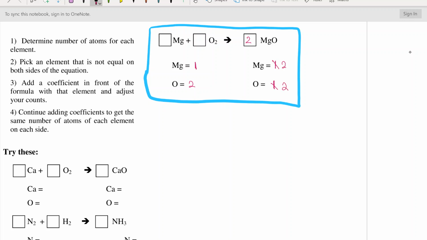Next, I need to continue adding coefficients to get the same number of atoms of each element on each side. So I look at both of my elements. Now I have only 1 magnesium on the left side, so I'm going to add a coefficient of 2 in front of that magnesium. And now I have 2 magnesium on the left and 2 magnesium on the right, and 2 oxygen on the left and 2 oxygen on the right. That means that this is balanced.